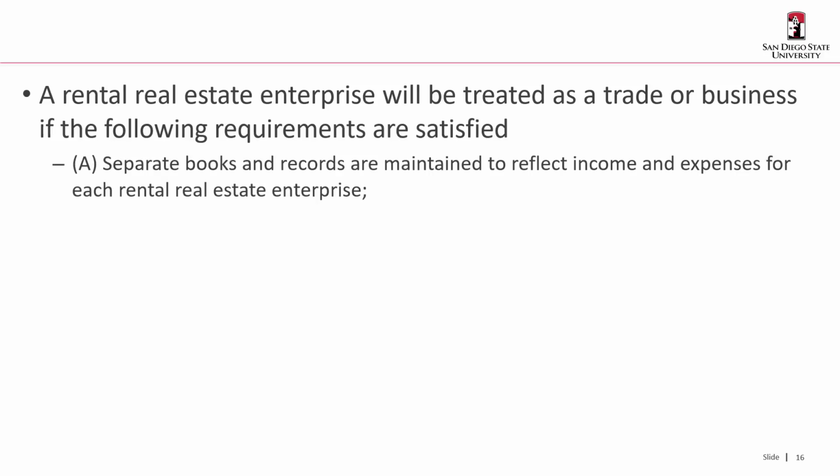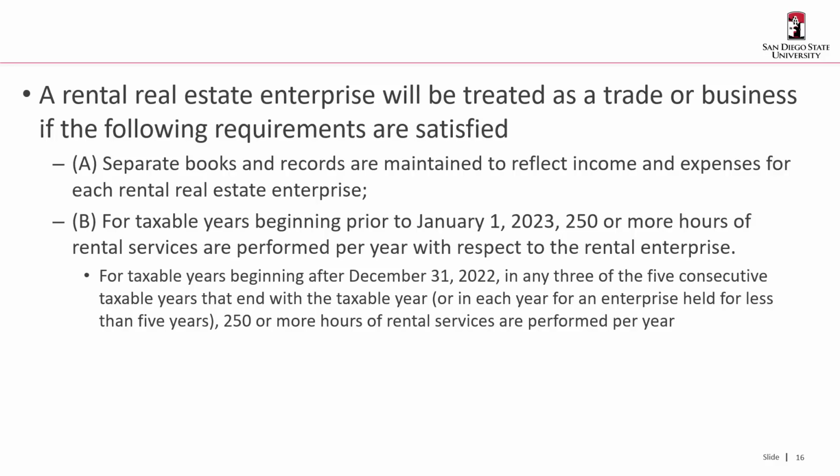Number 1, you maintain separate books and records to reflect income and expenses for each rental real estate enterprise. Okay, so you've got to keep books and records. Number 2, you spend, at least for taxable years prior to 2023, 250 or more hours of rental services being performed each year with respect to those enterprises. So what that really means is, look, you need to spend 250 hours a year if you want to qualify as a trade or business under the safe harbor.